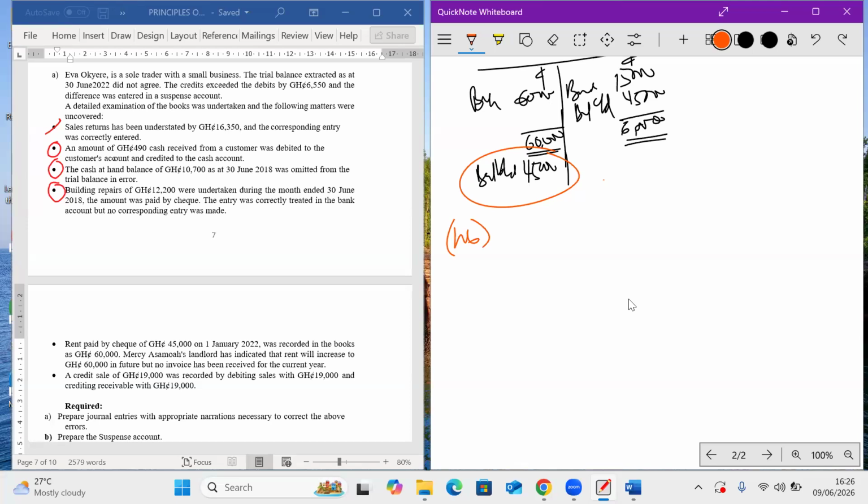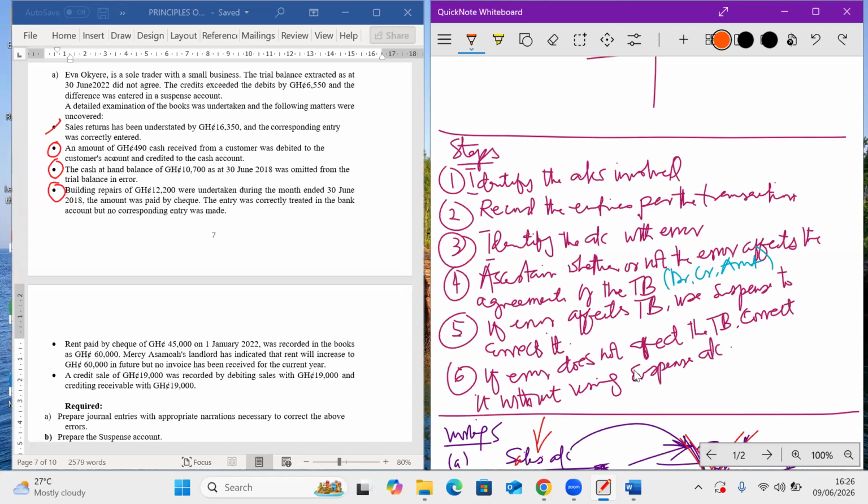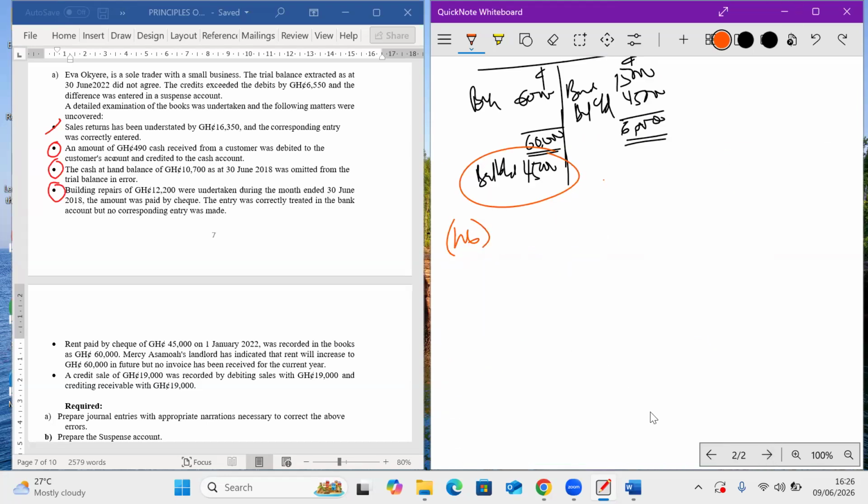So a credit sale of 19,000 was recorded by debiting sales with 19,000 and crediting receivables with 19,000. Let's go through the steps. What's the first step? Identify the account, find the accounts involved. What are the accounts?